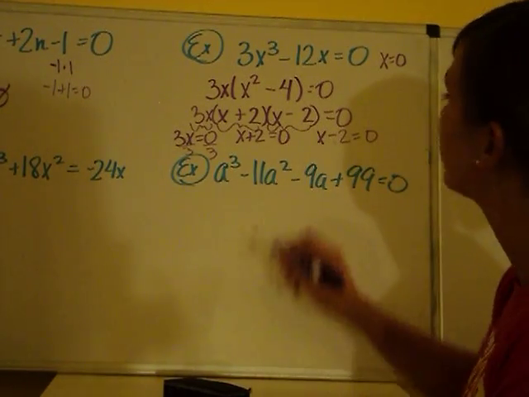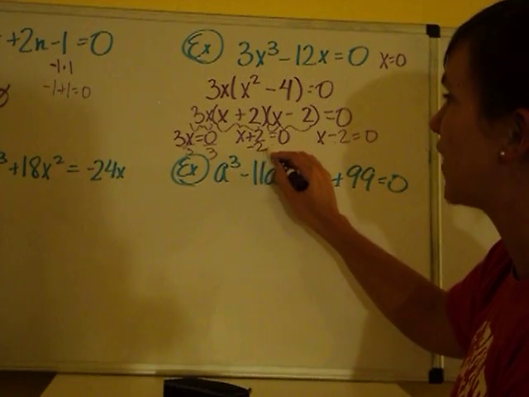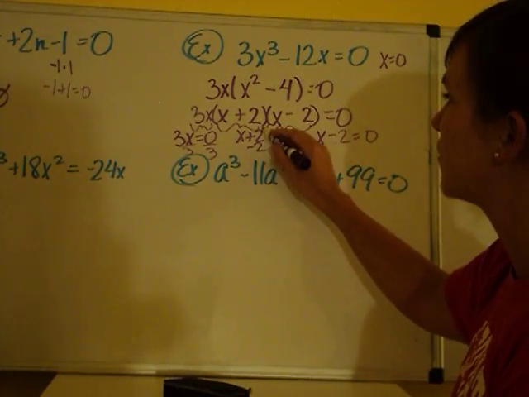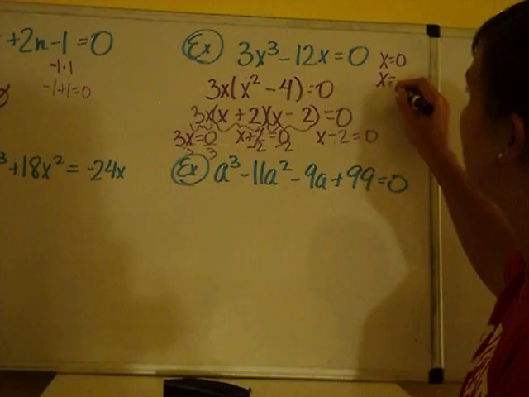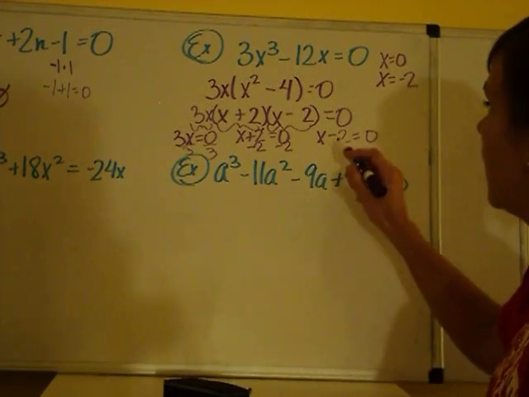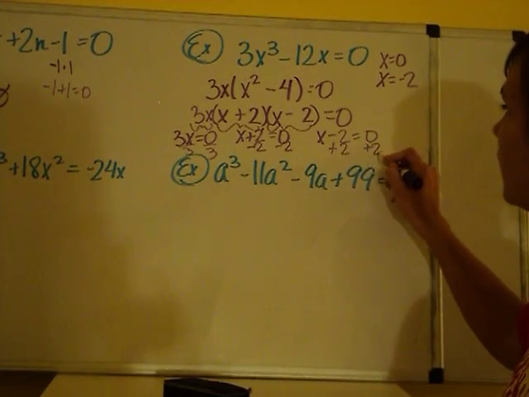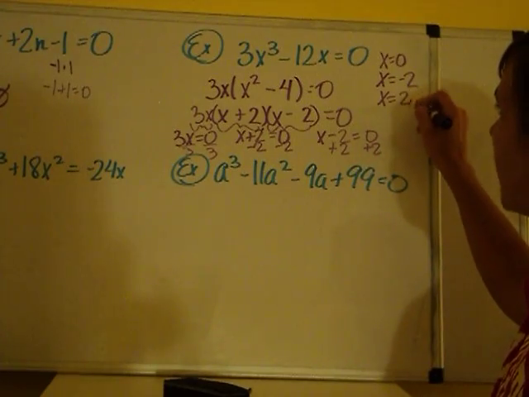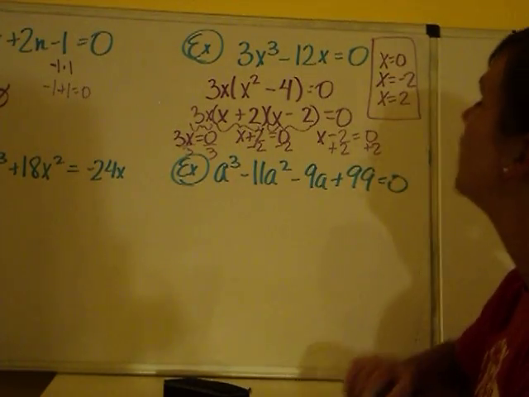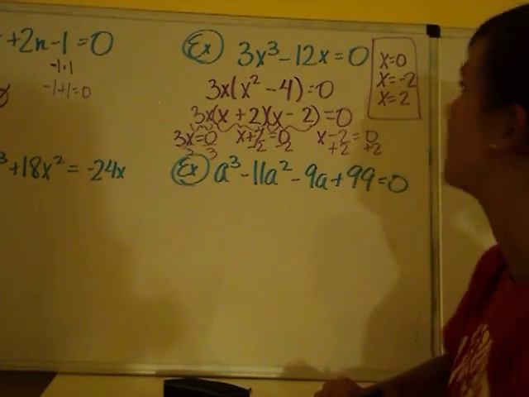That's one solution. Here, I'm going to subtract 2 to solve. When I subtract 2, that goes away, and I get x equals negative 2. And then here I add 2, so I'm going to get x equals positive 2. Those are my answers. I have 3.